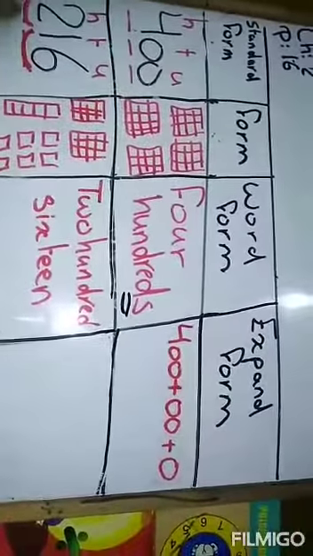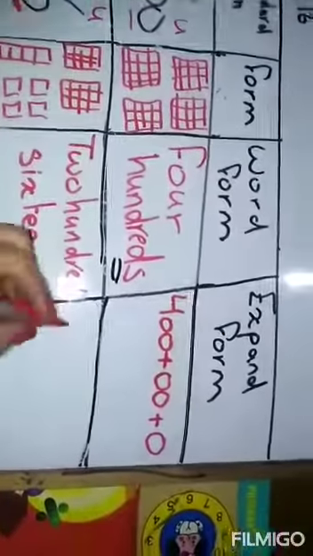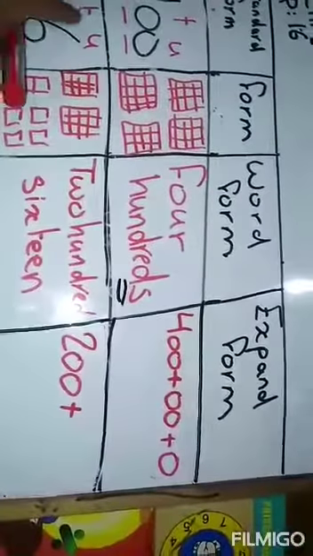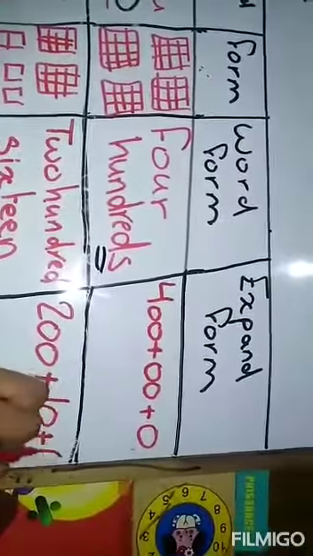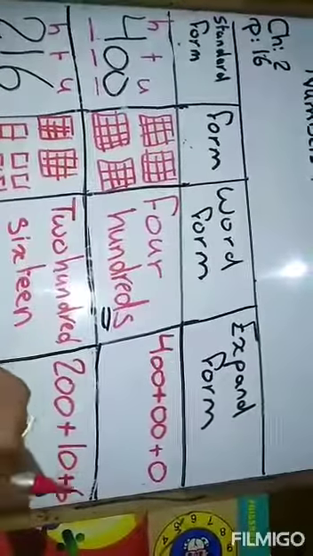Expanded form of 216. We have 200, so hundreds hide 2 zeros, so 200 plus 1 ten, tens hide 1 zero, so plus 10, and 6 units, plus 6, because units don't hide any 0. So we'll get 200 plus 10 plus 6.